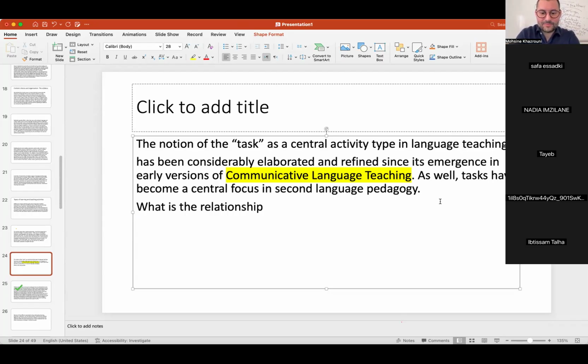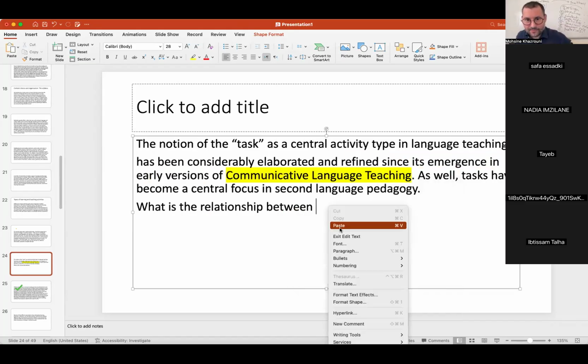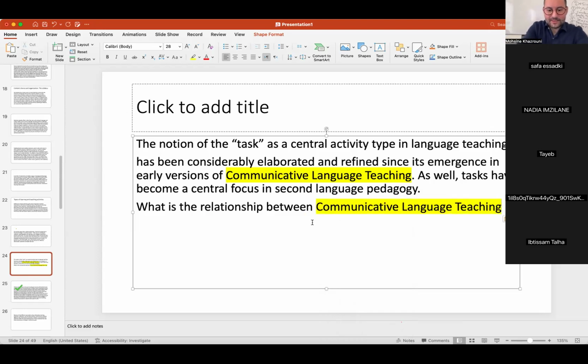What is the relationship between communicative language teaching and task-based approach or task-based method? Task-based teaching. You have a few minutes. What do you think?